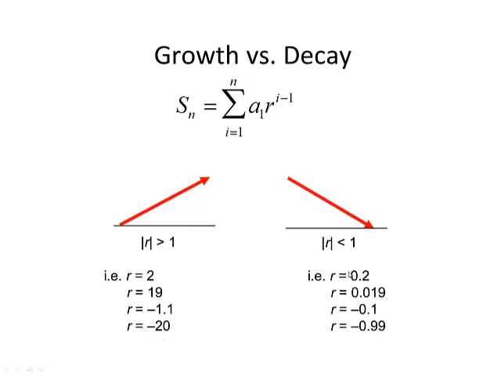The numbers that will work would be anything that has a 0 point something, even though it's negative. 0.2, 0.019, negative 0.1, and negative 0.99. All those work as long as they're going down.